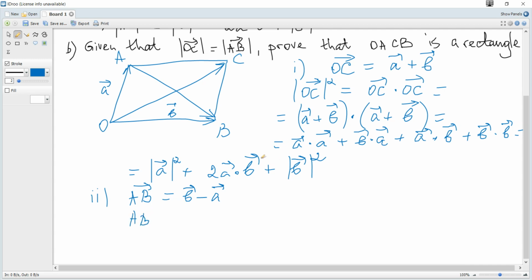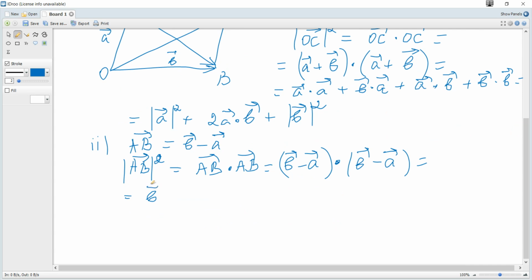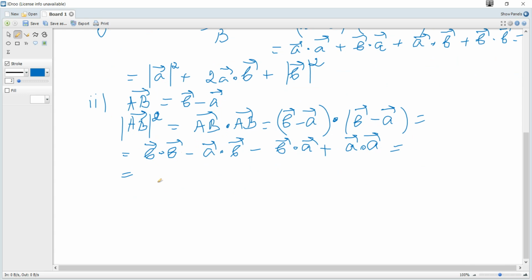Similarly, the magnitude of AB squared is AB dot AB, and it's b minus a dot b minus a, and expanding it we get b dot b minus a dot b minus b dot a, or not minus, plus a dot a, and it is equal to the magnitude of a squared minus 2 a dot b plus the magnitude of b squared, as required.